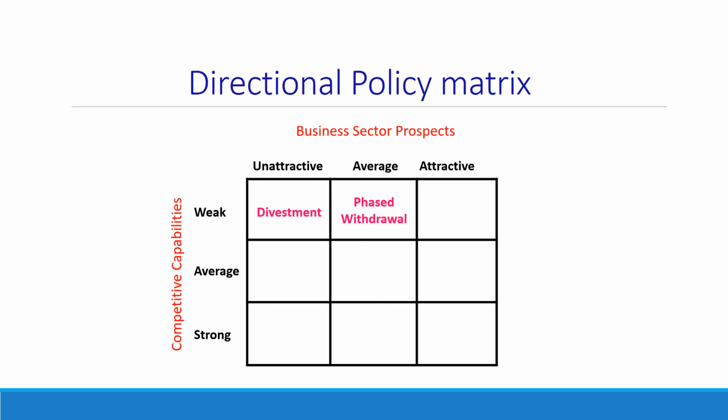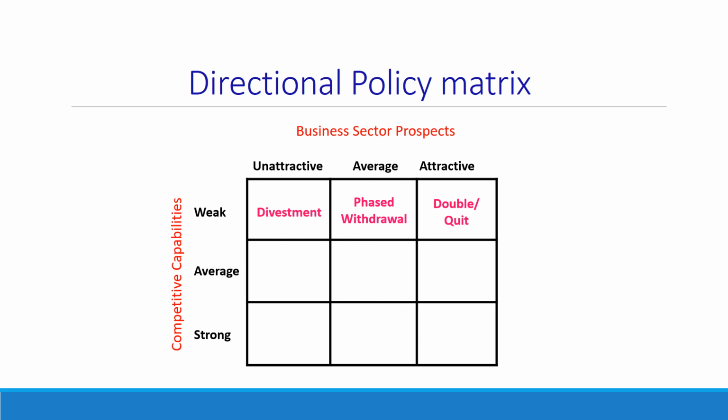not all of a sudden as in the case of divestment. And the third type is where the business sector prospects are attractive but the particular business unit is weak in competitive capabilities. In that case, they may double or quit. Double means the business unit can allocate additional resources to take advantage of the attractive business prospects. Or if it is not possible to allocate these resources for improvement of that business unit, then the next option is to divest or quit from that scenario.